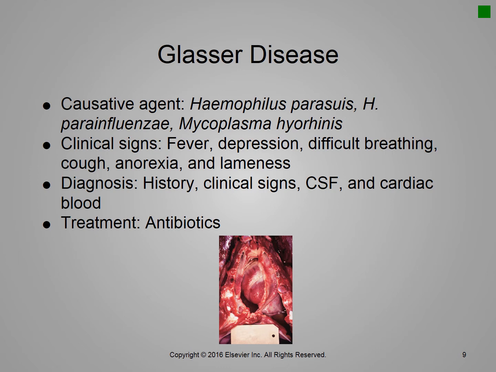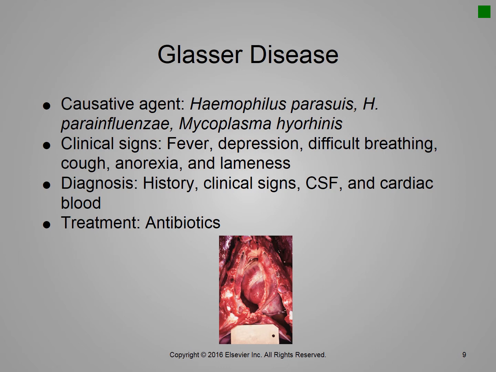Haemophilus parasuis, Haemophilus parainfluenzae, and Mycoplasma hyorhinis. Multiple causative agents. And what you're going to find is there's going to be fever, depression, difficulty breathing, cough, anorexia, lameness. And remember, most pigs are housed in intensive housing. So especially the respiratory diseases can take off and really cause a lot of problems in these guys.